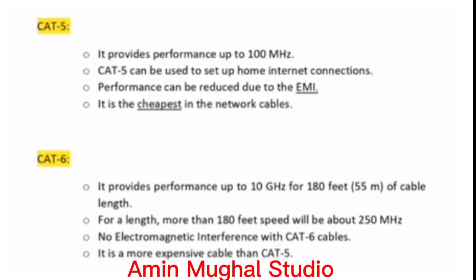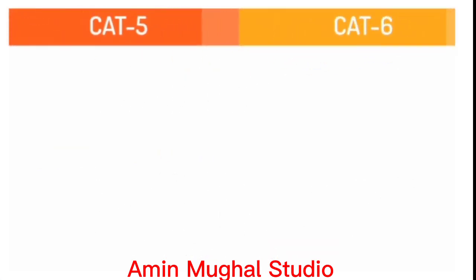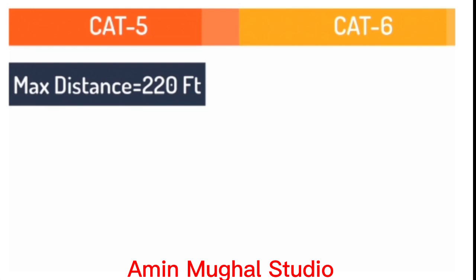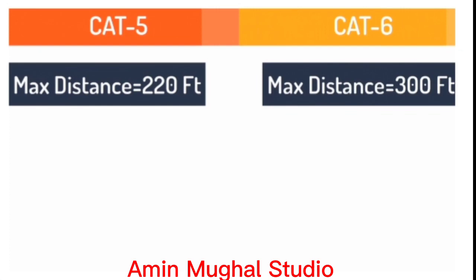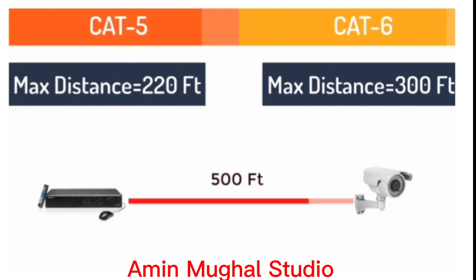Clear? So after this, as we are discussing only the basic part of the CCTV system here, we will not discuss technical differences between Cat6 and Cat5, but you will be introduced to the maximum distance that a cable can be run from a CCTV camera to the video recorder. So first come to Cat5. The maximum distance that you can go with Cat5 is about 220 feet, and for Cat6 the maximum distance is about 300 feet.